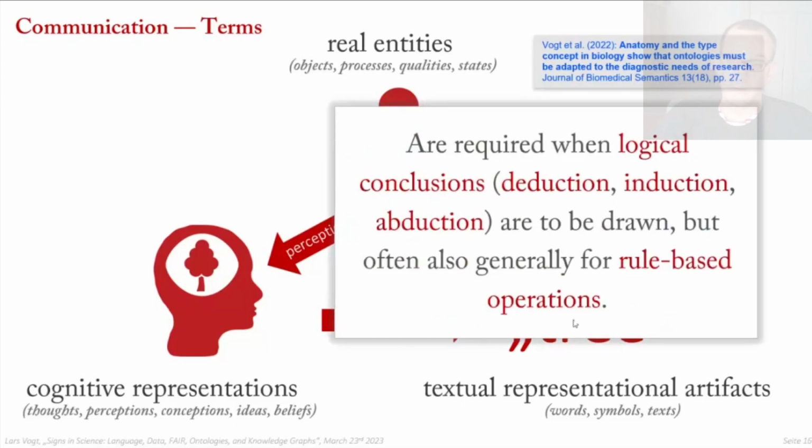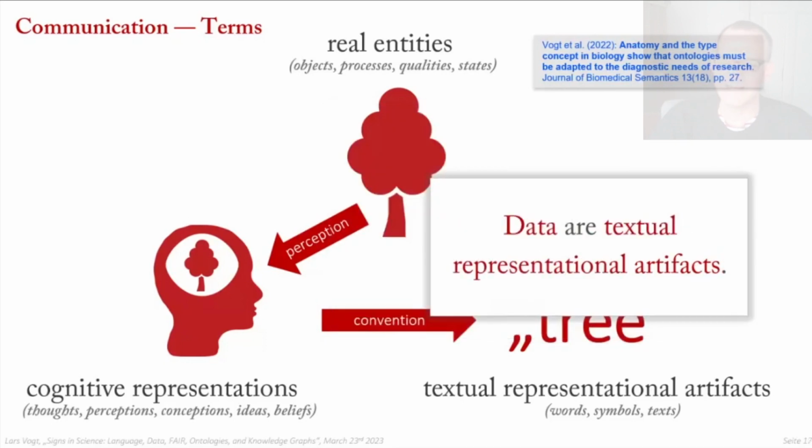And these are required whenever we want to make logical conclusions like deduction, induction, abduction work only on the basis of text. But also we often use them when we do rule-based operations where we need some data input. And data in general, at least empirical data, is always textual. It's always textual representational artifacts. So textual in the broad sense, including also numbers and symbols.